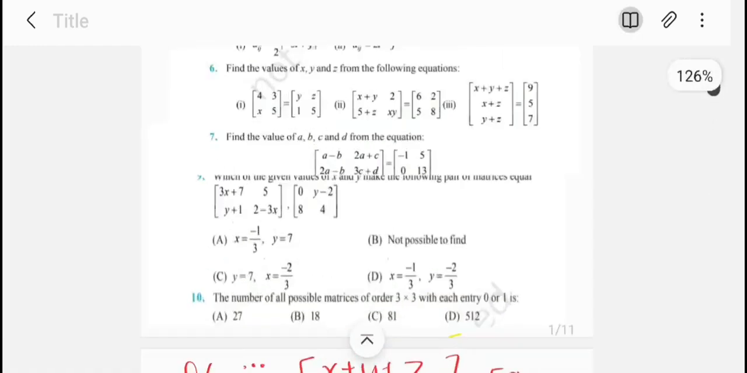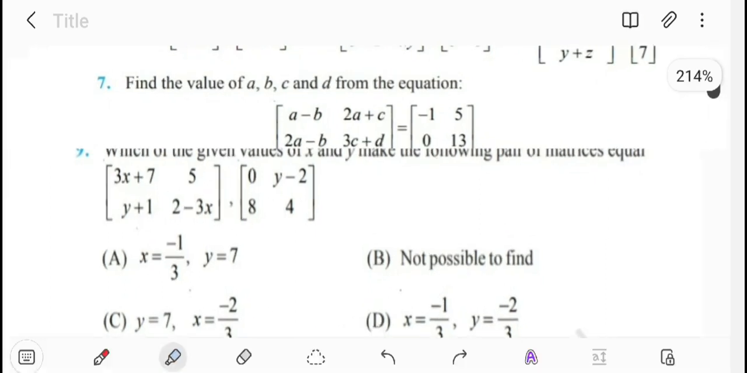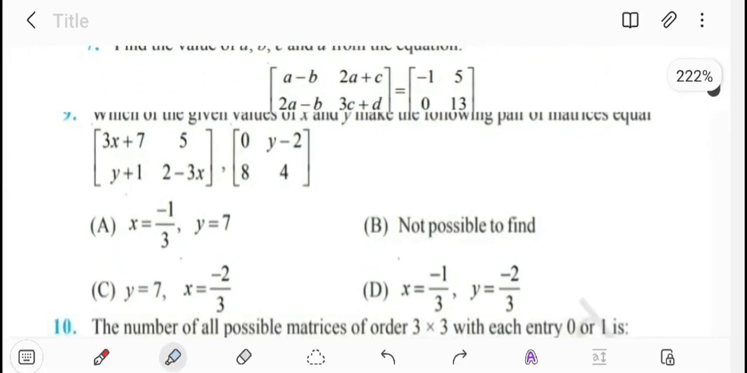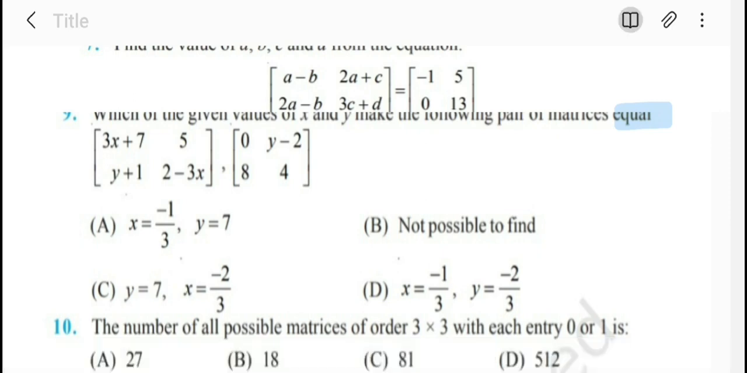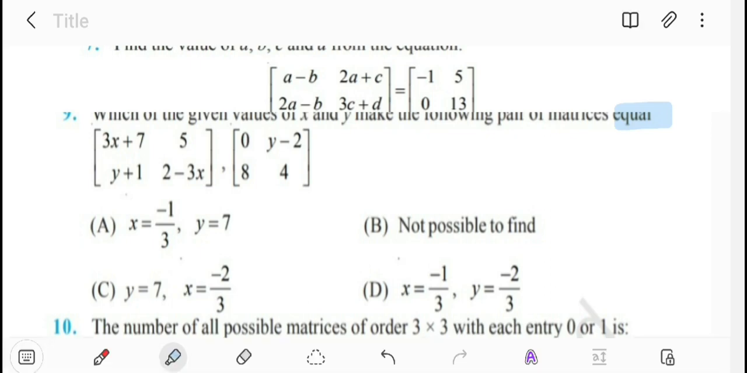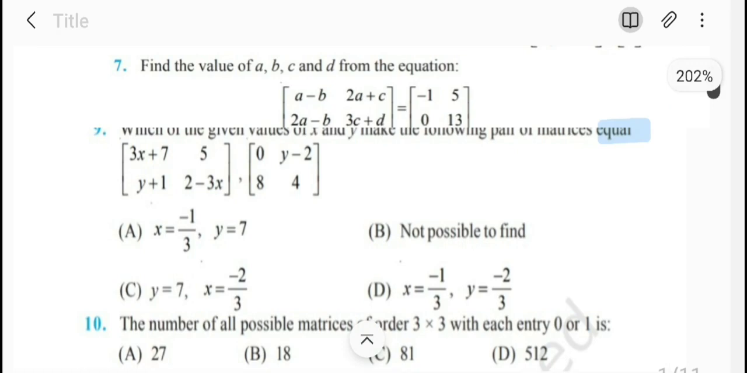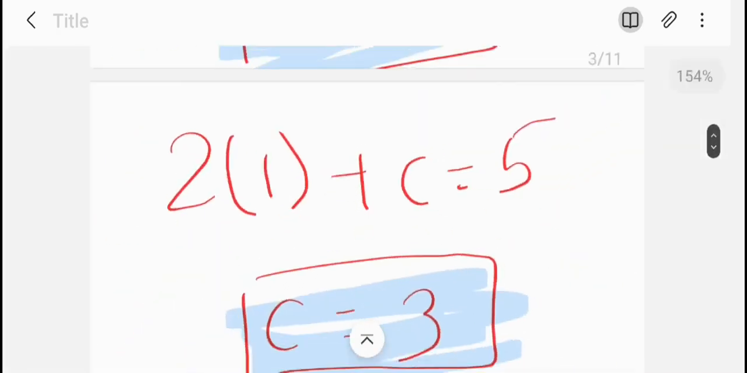Let's discuss the ninth question, number 9. It is again a very easy question, which is based on equality. See, the matrices are given equal, so we are basically asked to find the values of x and y such that the matrices are equal. Again, the first condition for being equal is that they must have the same order. Obviously they have the same order. Now we have to find the x and y values so that the matrices are equal. Let's try to find the values of x and y.